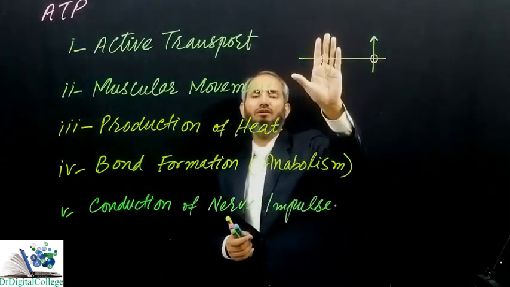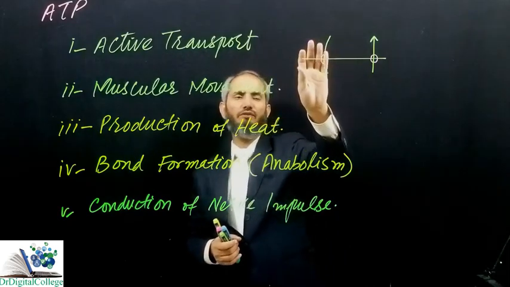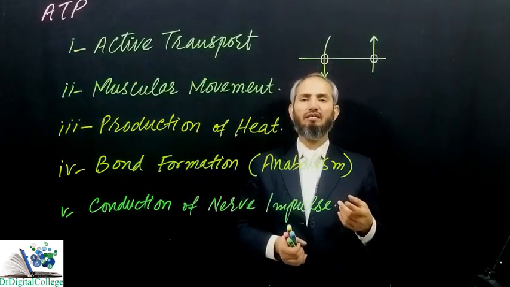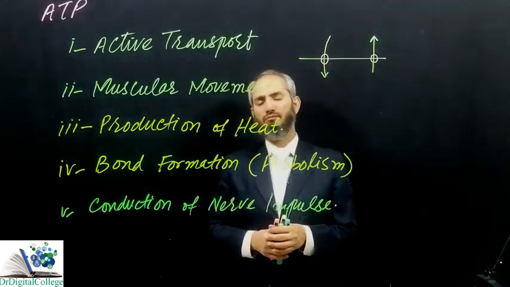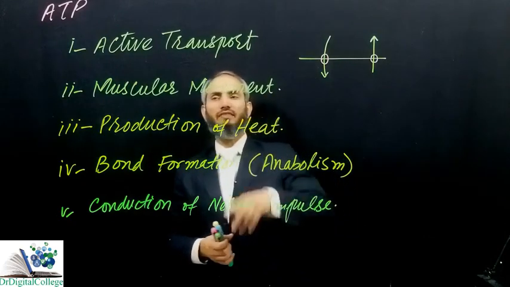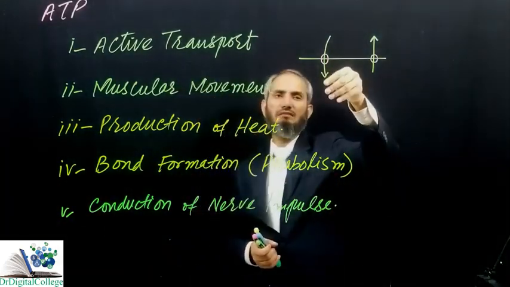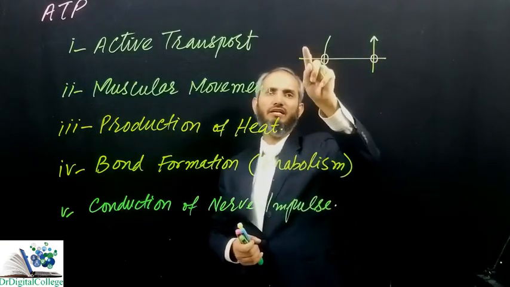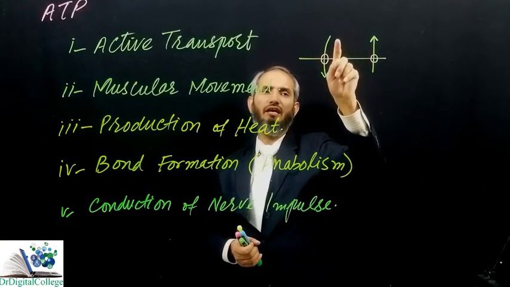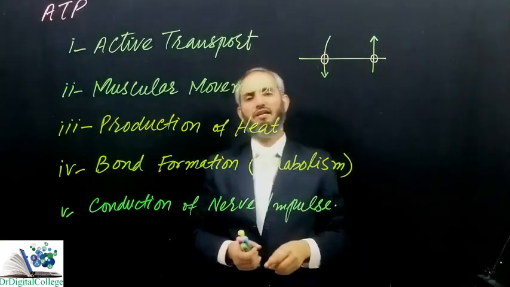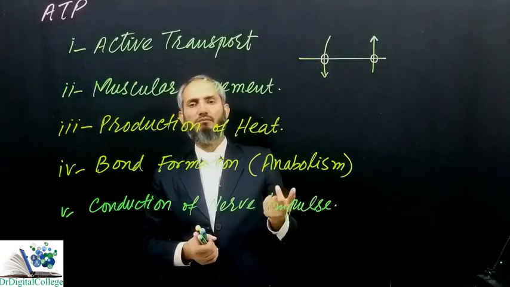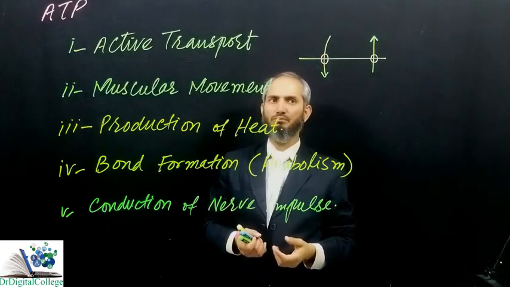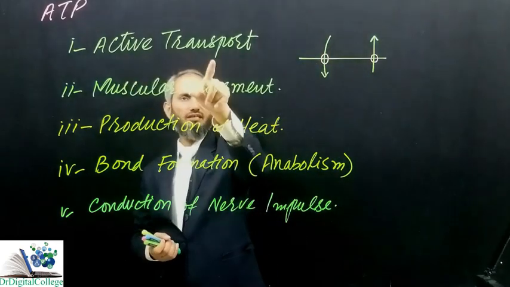Actually, for the maintenance of the resting membrane potential of the membrane of the neuron, there is the use of ATP. And you know how that resting membrane potential is maintained? That is by active transport. Sodium is being pumped out and potassium is being pumped in, so that the outside of the neurolemma is kept positive and the inside is kept relatively negative. This is called resting membrane potential. To maintain this resting membrane potential, ATP energy is used. And this is just similar to active transport.